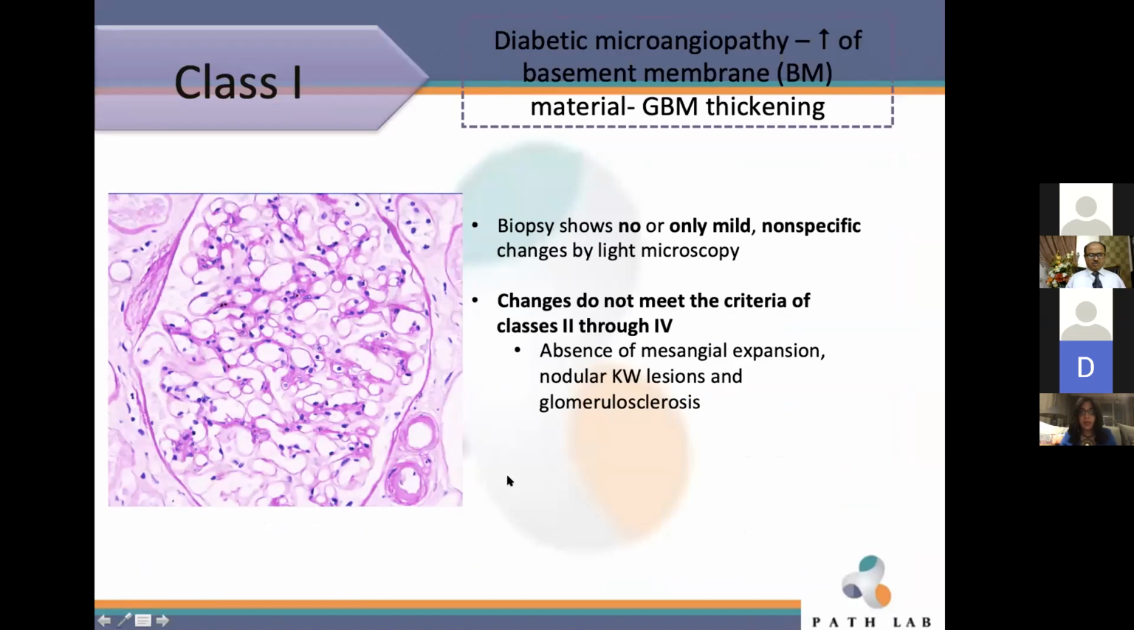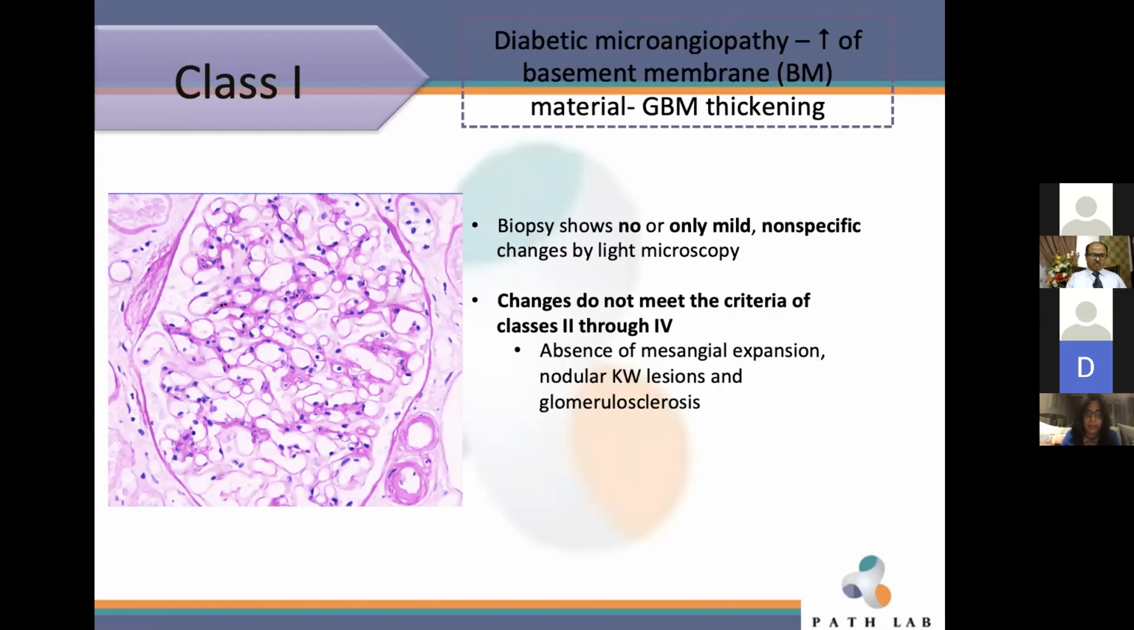Let's see. Class 1 represents the very early stage of diabetes, where you have a diabetic microangiopathy, which is mainly what causes the microalbuminuria. And you have an increase in the thickness of the glomerular basement membrane. Now, this glomerular basement membrane thickening is an ultrastructural finding. So early diabetic nephropathy is an electron microscopy diagnosis.